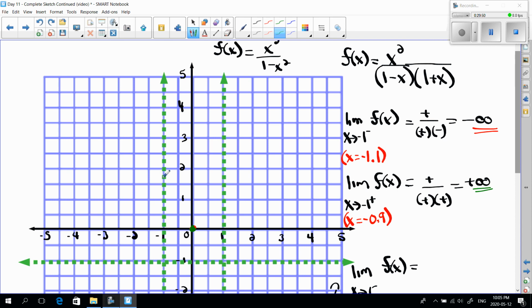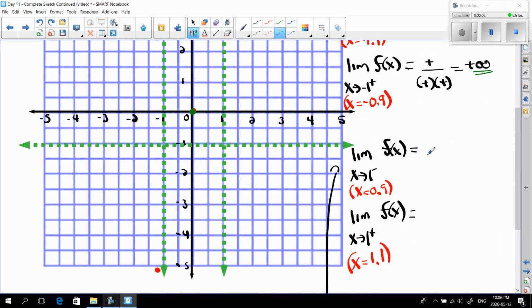So to draw that dot, I would go to the right of -1, when x is -0.9, and I would go to the top of my graph. And it wouldn't matter what the y scale was, I'd just go right to the top of it.